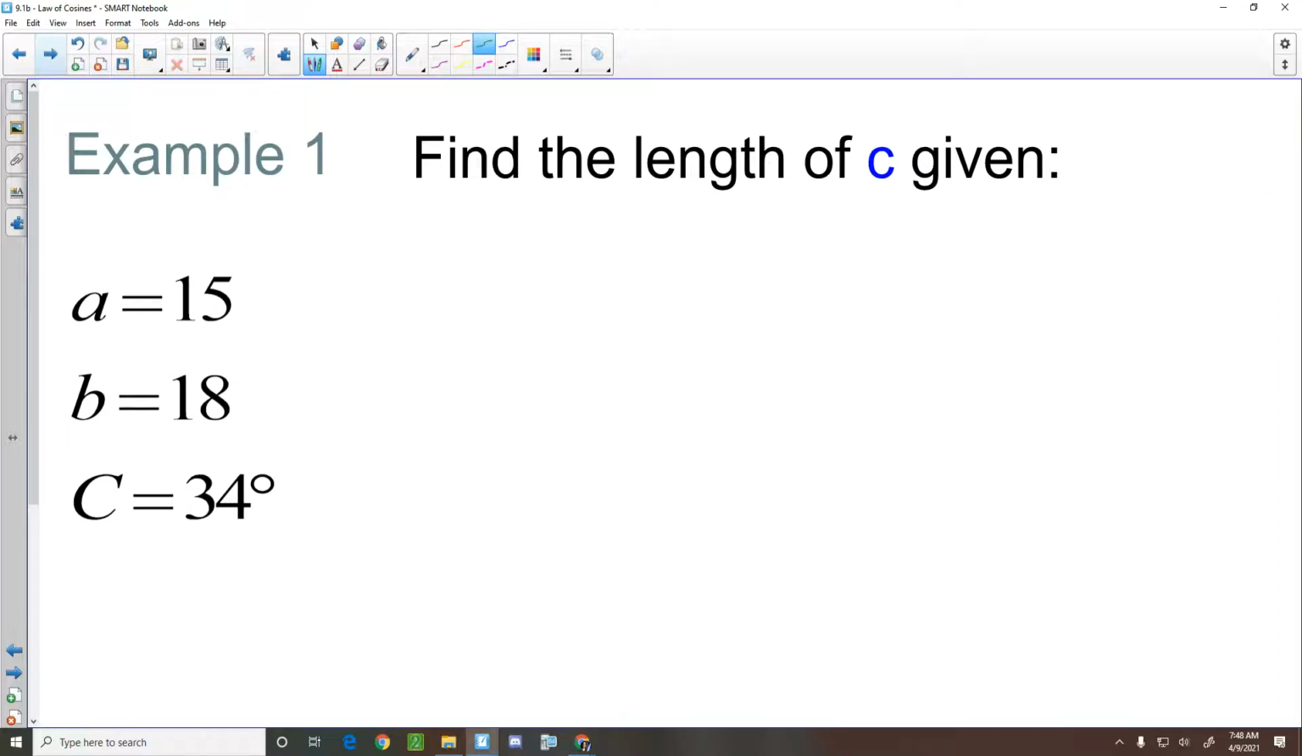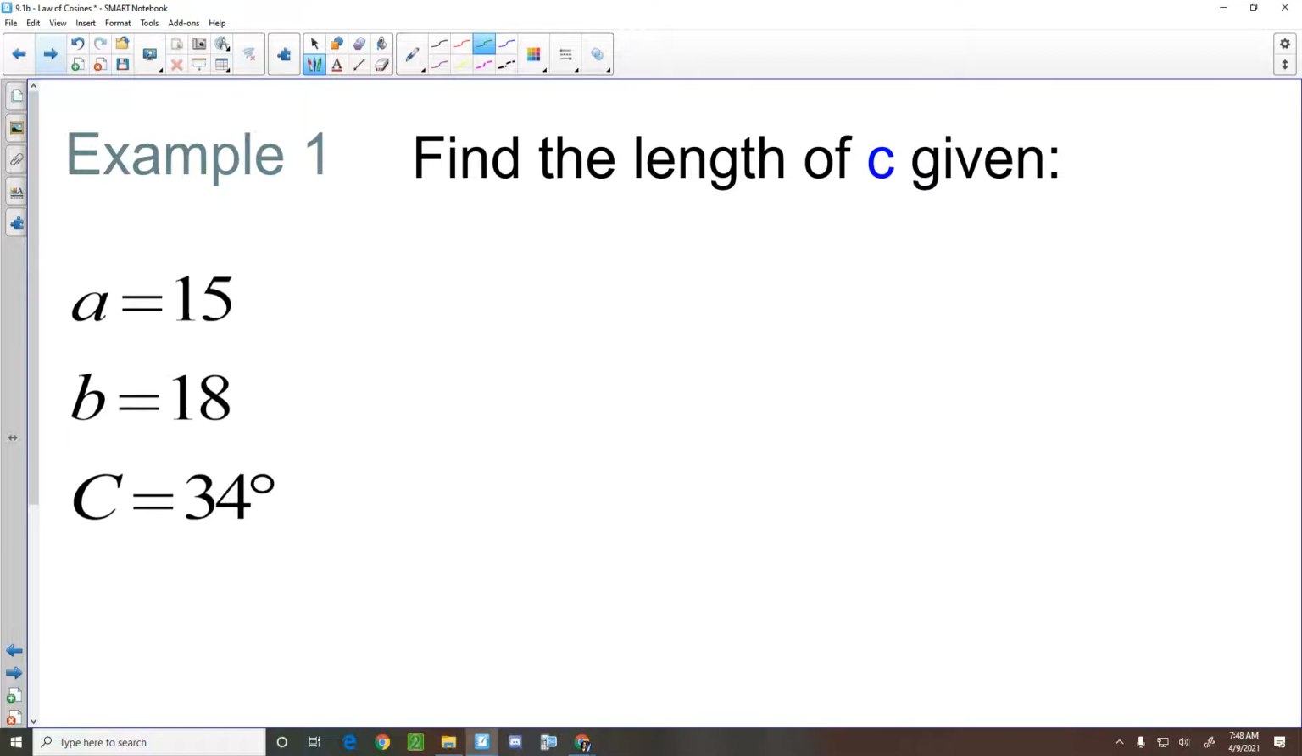Find the length of C given this information. So I didn't even give you a triangle. I'm just giving you those values just to see, can you plug these into the formula, and then can you calculate that with your calculator? So I'm giving you side A is 15, side B is 18, and that's a capital C, angle C is 34 degrees.